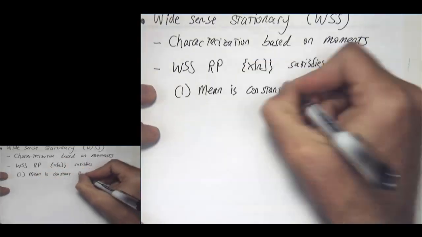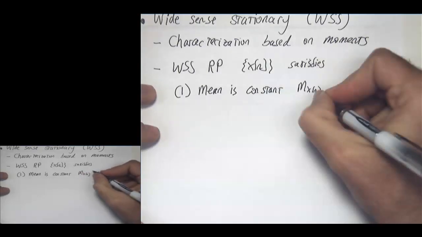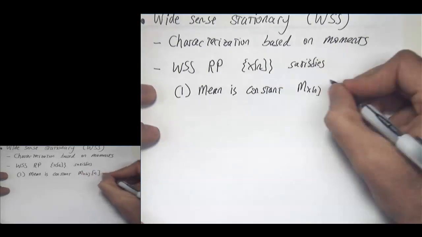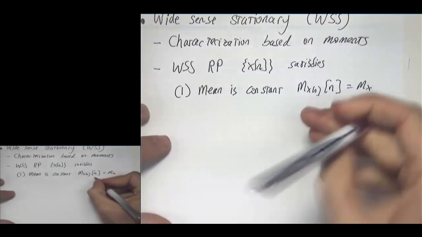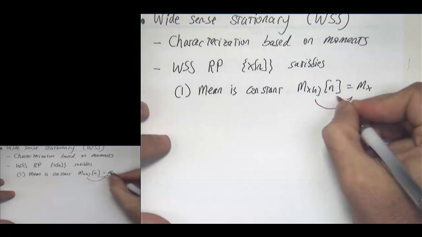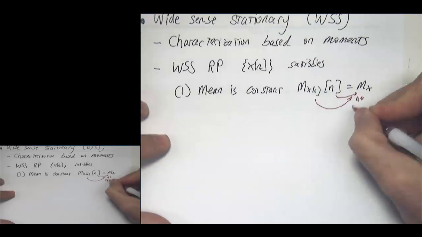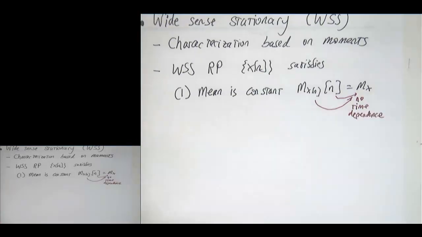What this means is that mx of n here is equal to mx here. So in going from here to here, there's no time dependence. Now this is kind of nice, right? It means that, when you're looking at your random process, wherever you look, the average is the same. If you were to generate a whole family of random processes, get another realization, the average at a particular point in time would be the same. So that's what it means for the mean to be constant.